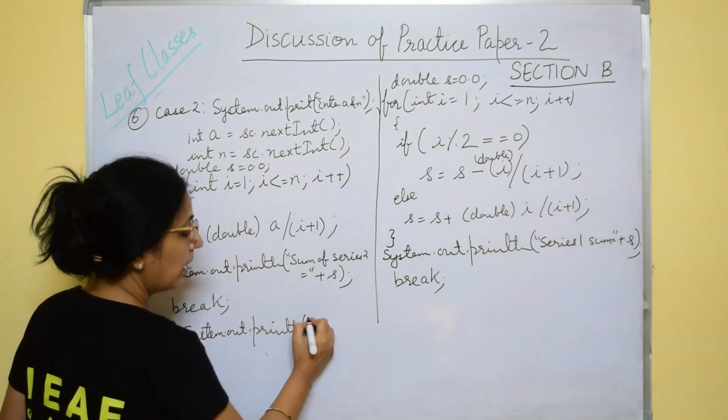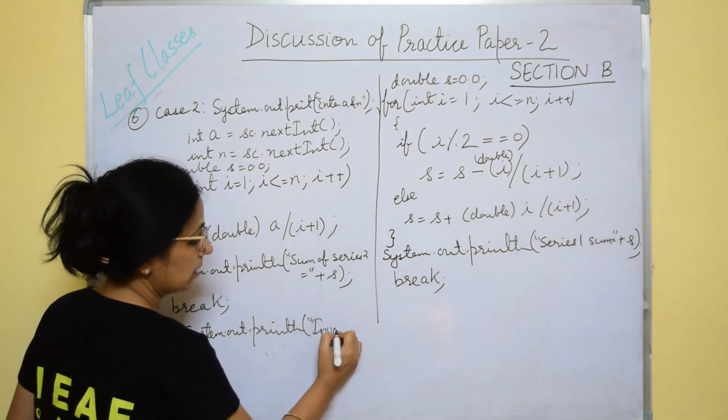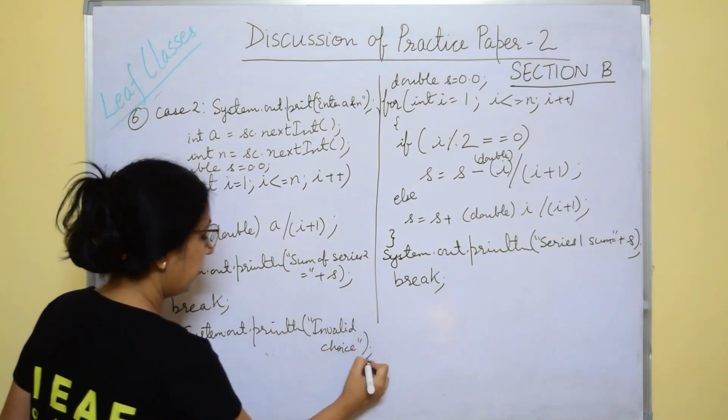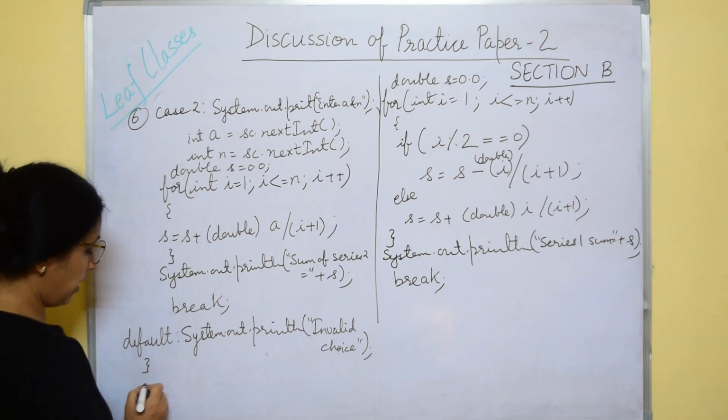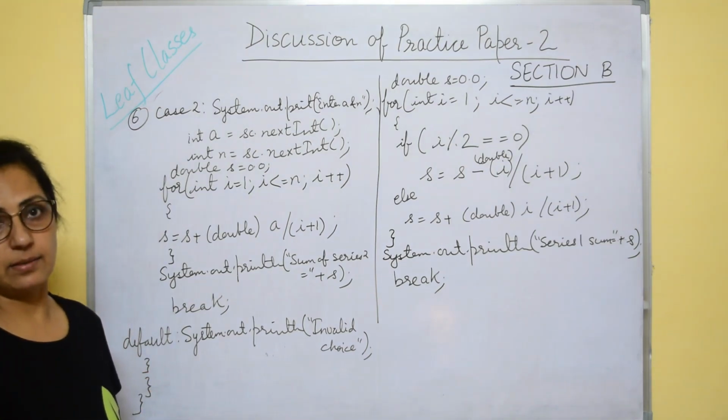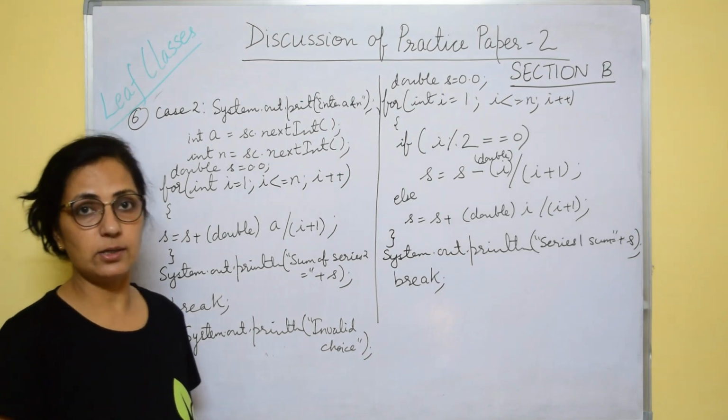System.out.println invalid choice, and we close switch here, we close main, and then we close the class. I hope this program is also clear to you.